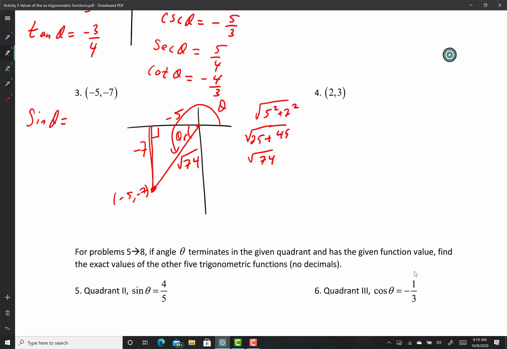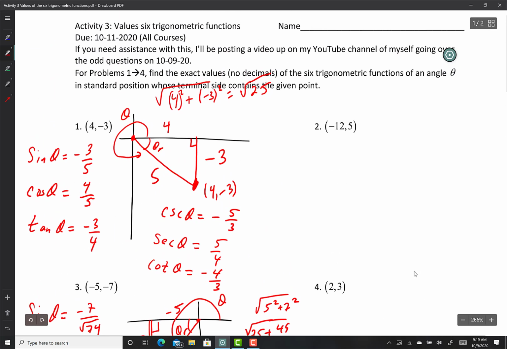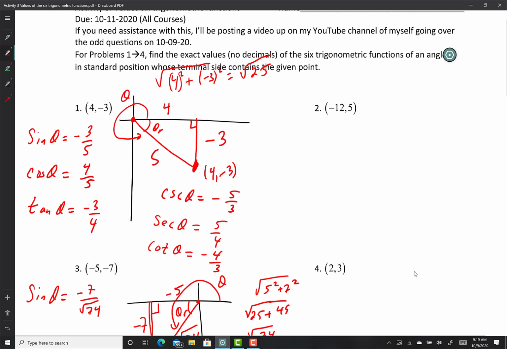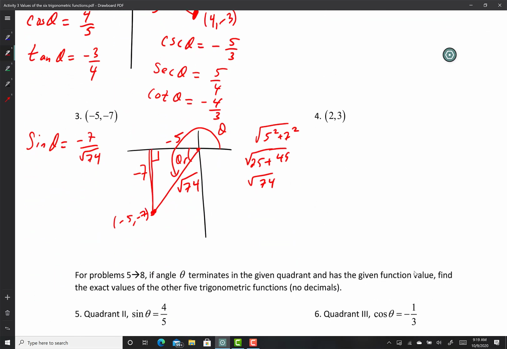All right, here we go. Sine theta, opposite over hypotenuse, -7 over square root of 74. Did they ask us to rationalize it? They didn't ask us to rationalize it. So here's my answer. I'm going to leave it alone. If you want to rationalize it, go ahead. It's not a big deal. It would have been -7 square root of 74 over 74. I'm going to leave it alone. Cosine theta, adjacent over hypotenuse, -5 over square root of 74.